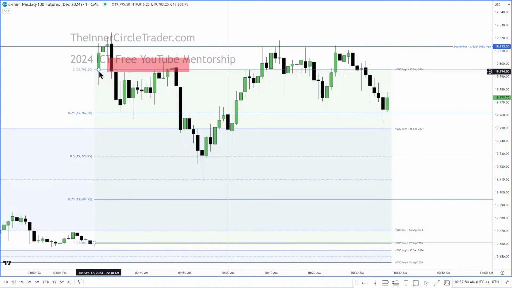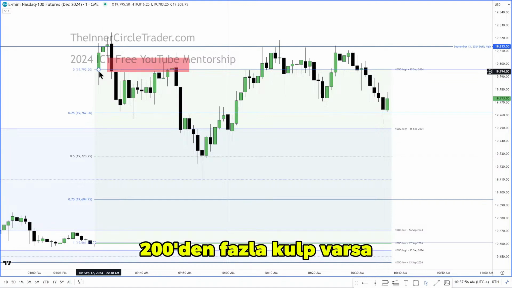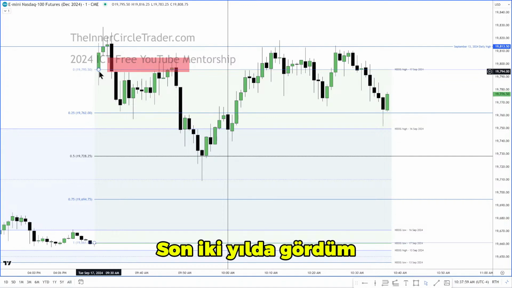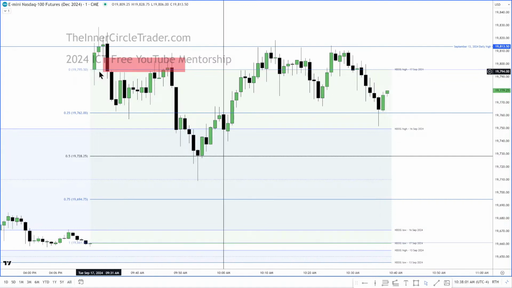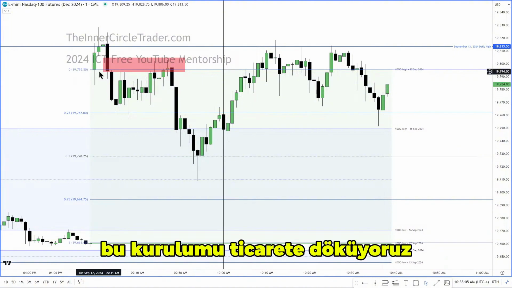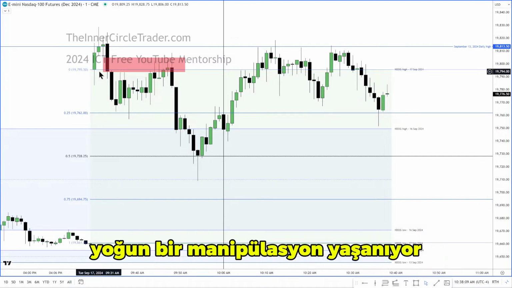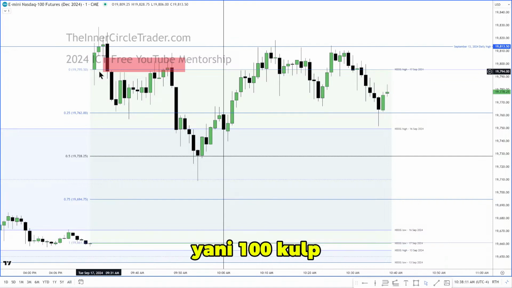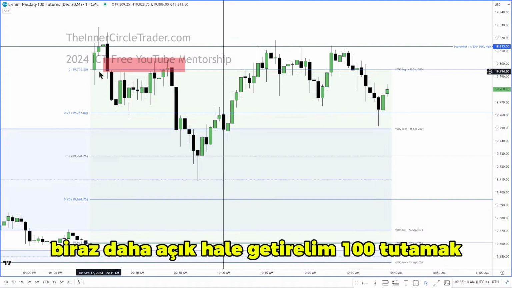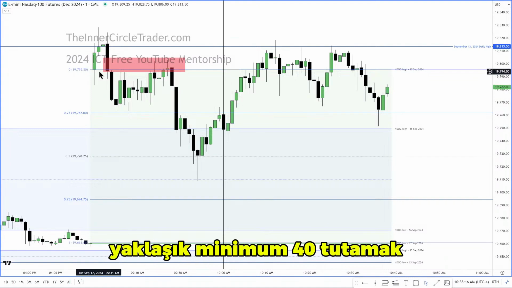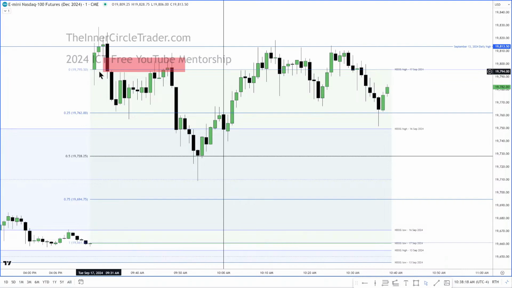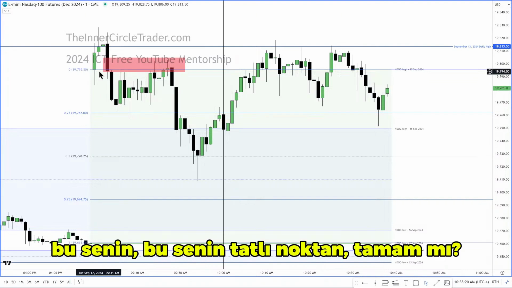It's really, really good if it's larger than that. If it's over 200 handles, I've seen in the last 2 years or so, I will defer trading this setup because chances are it might still keep running because there's heavy manipulation going on. So 100 handles, let's make it a little bit clearer. 100 handles approximately, minimum 40 handles. That's your sweet spot, okay?